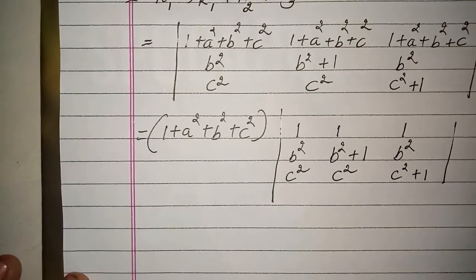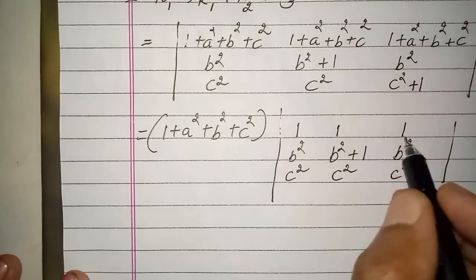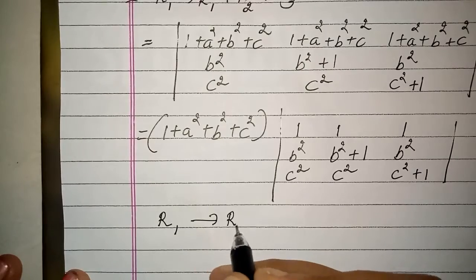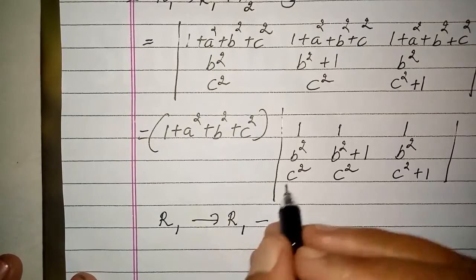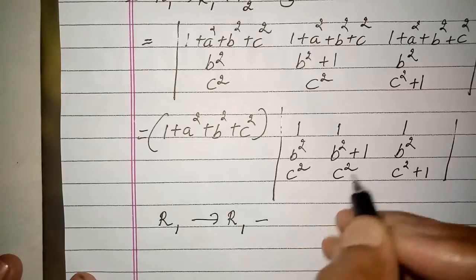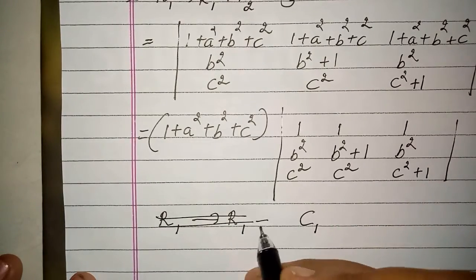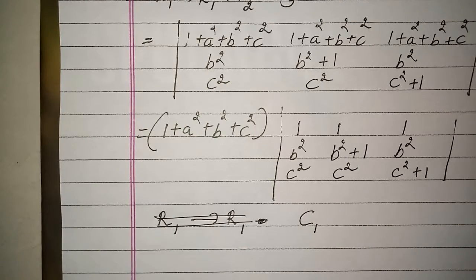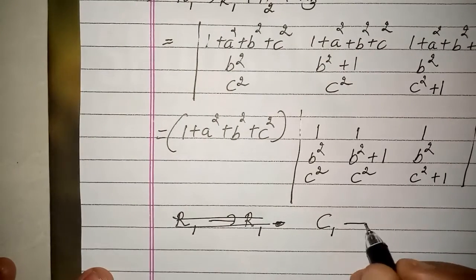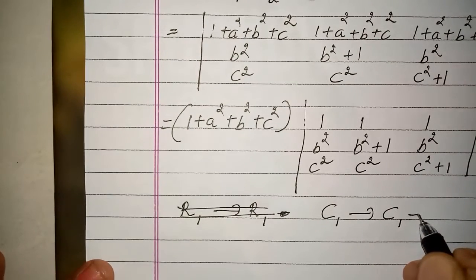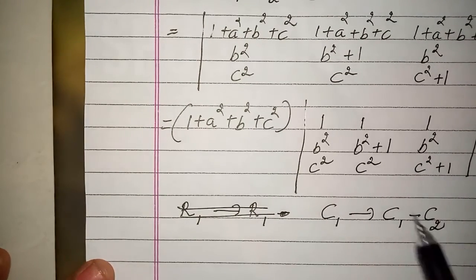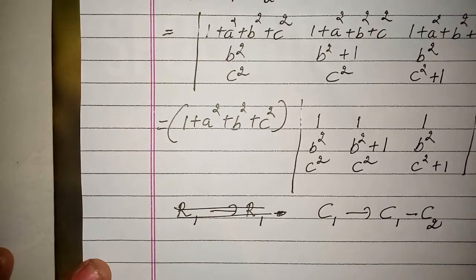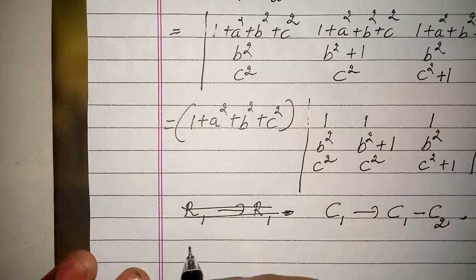So what you can do, children, is let us make one of the rows or columns 0. I think this way will help better. B square, C square will get cancelled. So in C1, I am going to do C1 minus C2, C1 minus C2, and let us do this, then we can see.